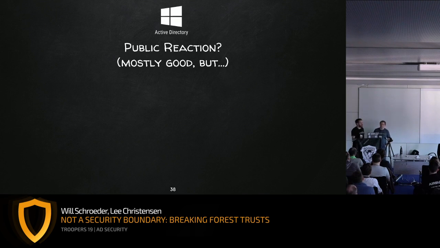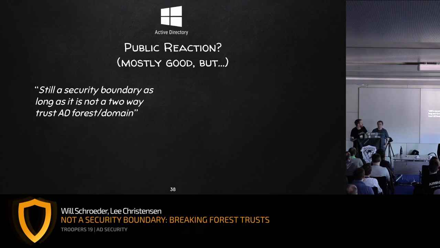But when we published this, it was in the fall. We published an offensive blog post and also a complete set of defensive and mitigation guidance from one of our blue teamers. Some of the public reaction was mostly good, and there were a lot of people being like, oh, this is crazy. But some of the other reactions were like, there's still a security boundary as long as it's not a two-way trust in an AD forest. So if a forest is a security boundary if it doesn't have a trust with anything, I'm like, all right, okay.